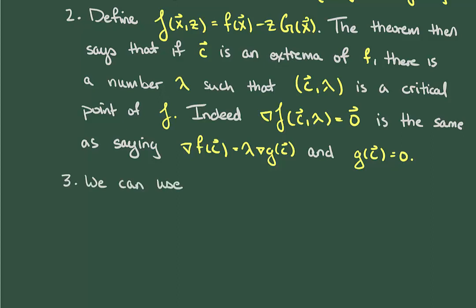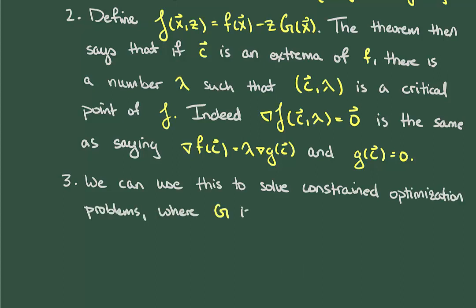Finally, we can also use Lagrange multipliers to solve constrained optimization problems, wherein we'll set g to be the constraint function.